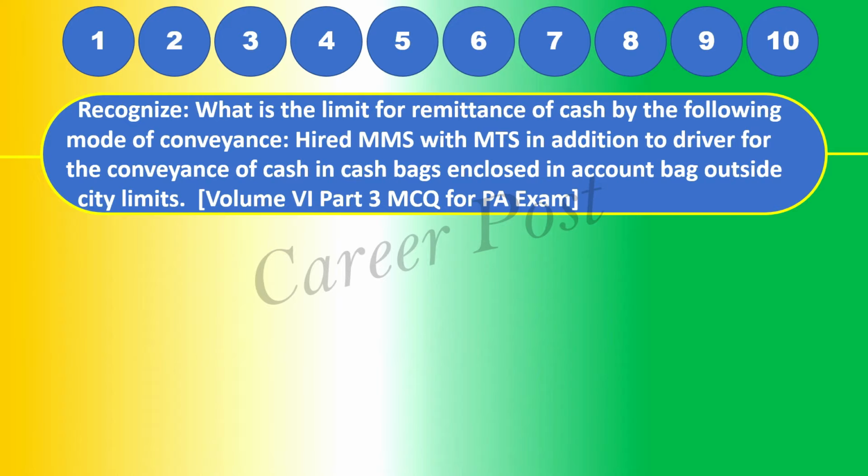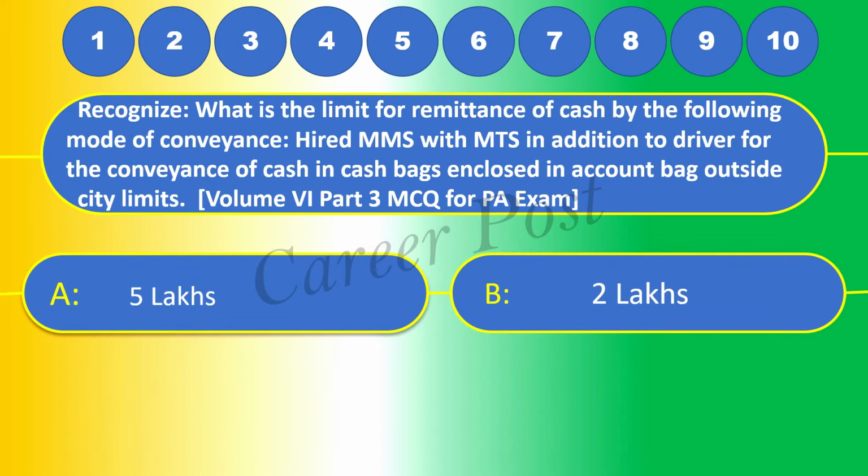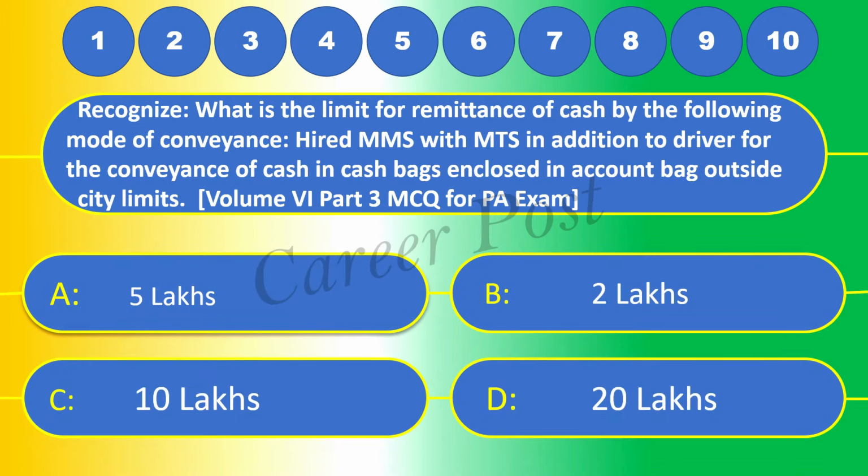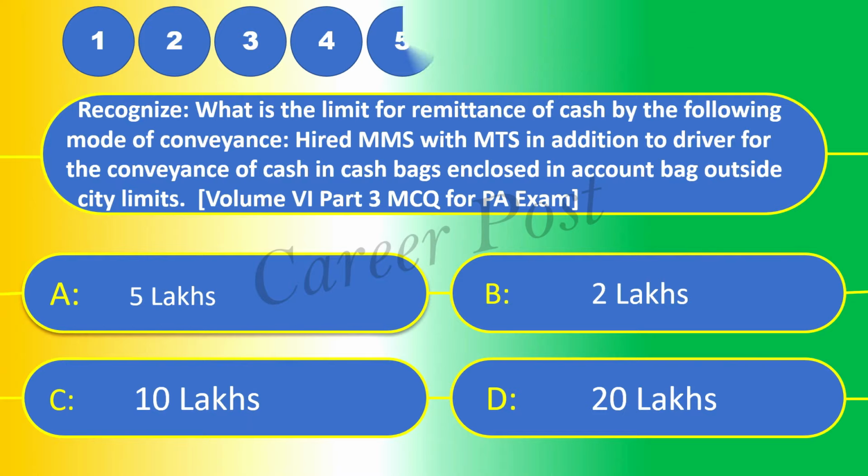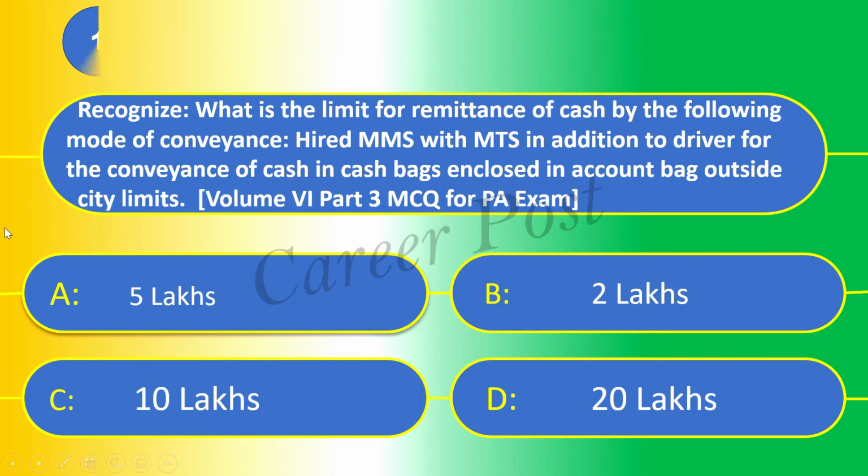What is the limit for remittance of cash by the following mode of conveyance? Hired MMS with MTS in addition to driver for conveyance of cash in cash bags enclosed in account bag outside the city limits. This thing you have to underline. A 5 lakhs, B 2 lakhs, C 10 lakhs, D 20 lakhs. Your time starts now. You have to underline 2-3 things here. This is hired MMS, this is outside city limits. These 2 things are important.